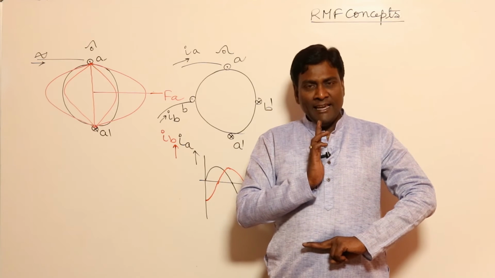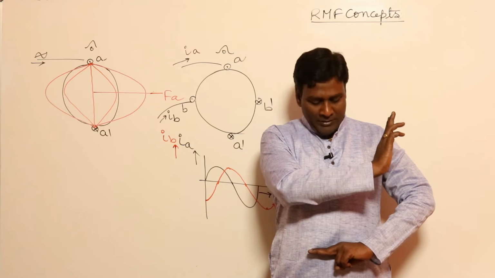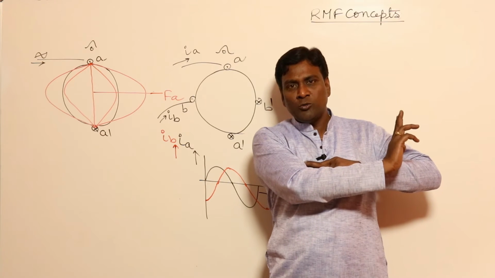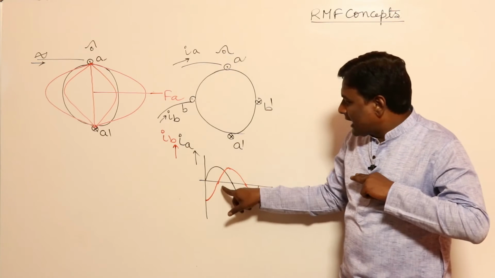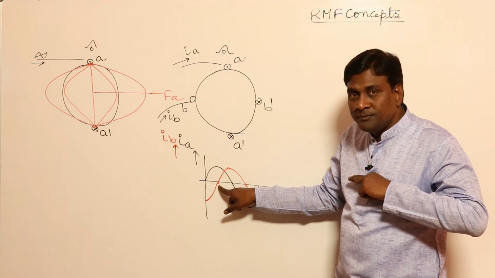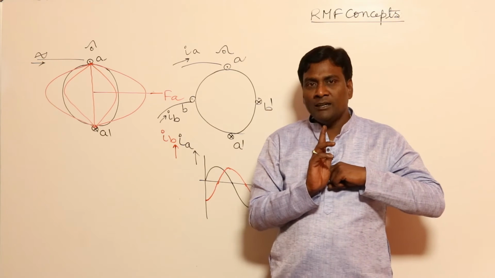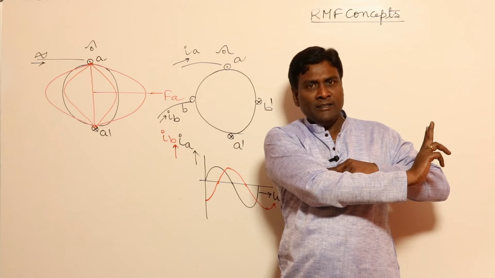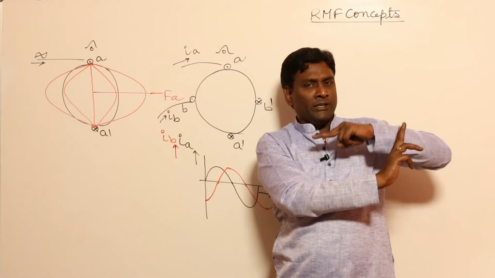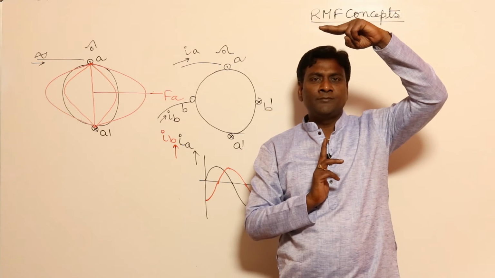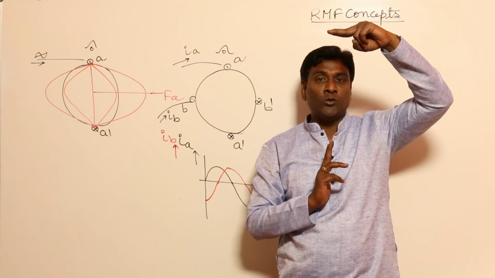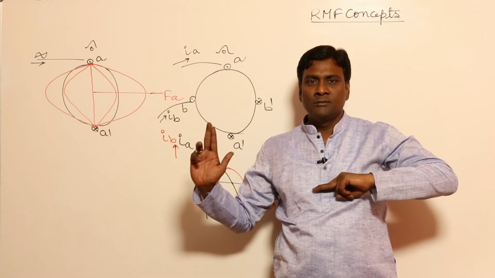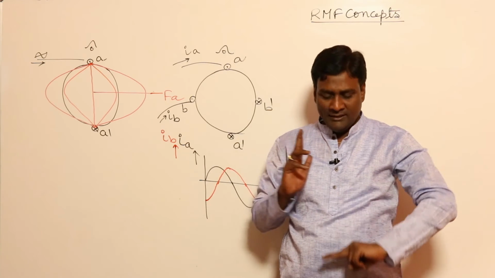Now, A is increasing, B is reducing to zero. So at this condition, IA is positive maximum, IB is going to be zero. After that, IA is getting reduced, so FA is reducing and this increases into positive maximum. And again, try to observe closely here. Again this is going to be reducing, this is going to be increasing. And again this is reducing, this is increasing.